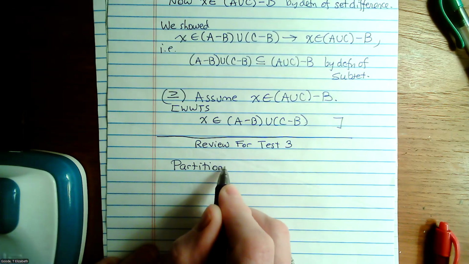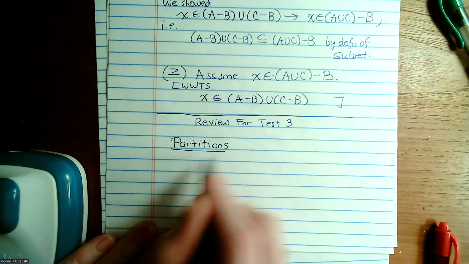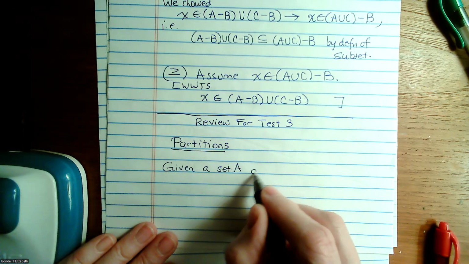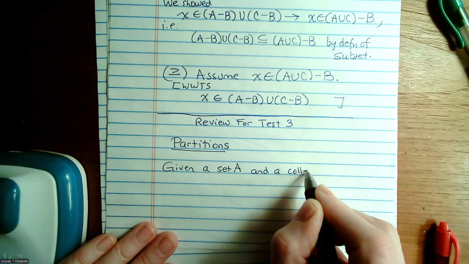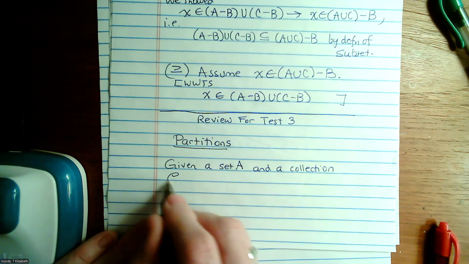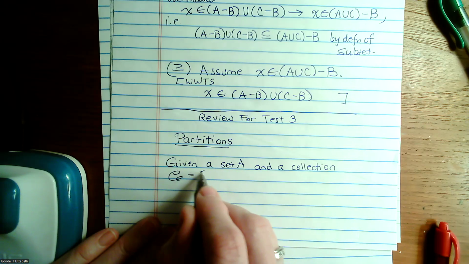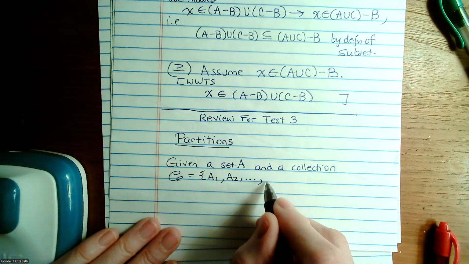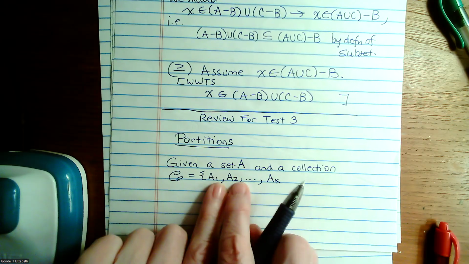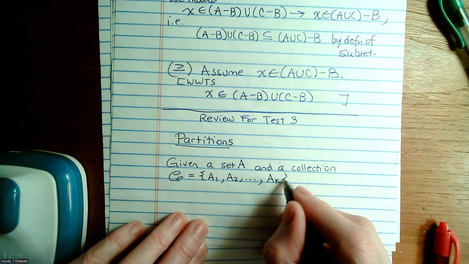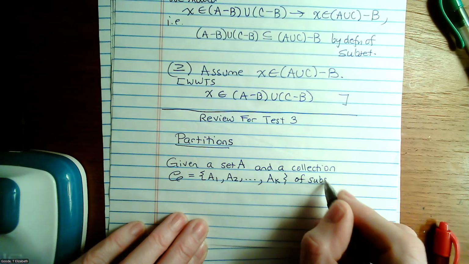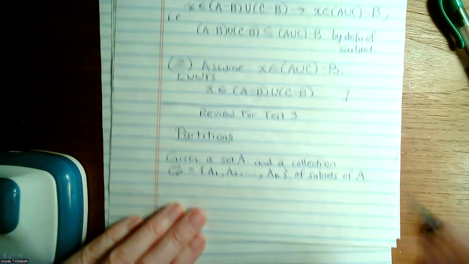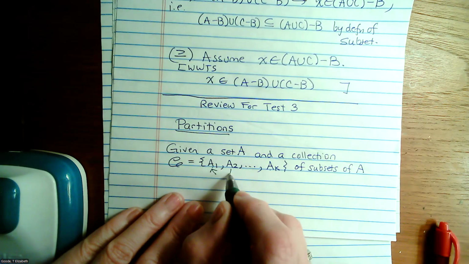Let's just review what a partition is. Given a set A and a collection, I usually call it curly C, say A1, A2, dot, dot, dot, up to A sub K, but it could be infinite. This dot, dot, dot could be forever. Of subsets of A. Each of these is a subset of A. These are called the partitioning sets.